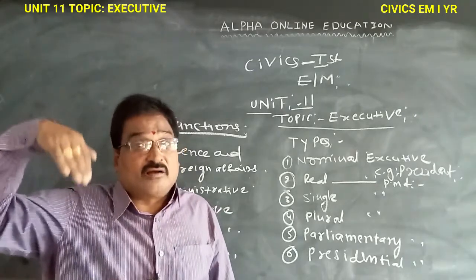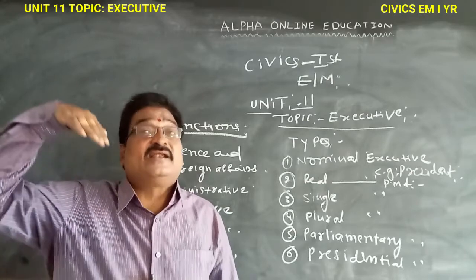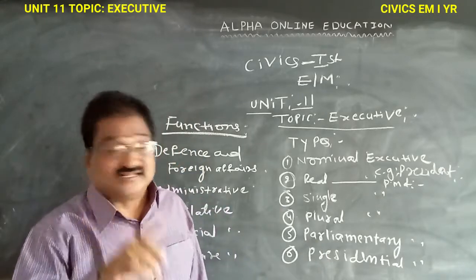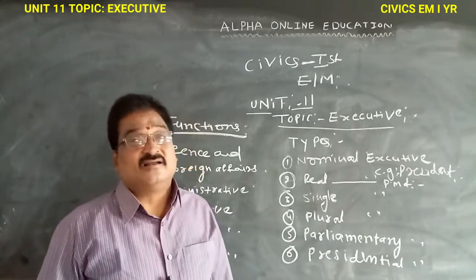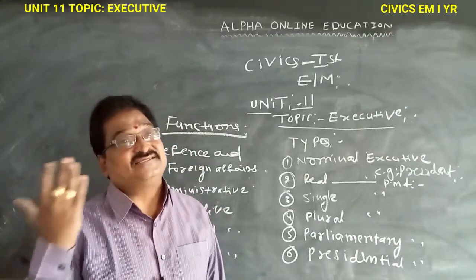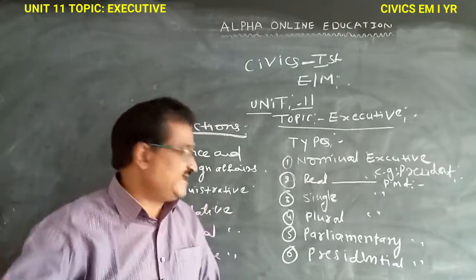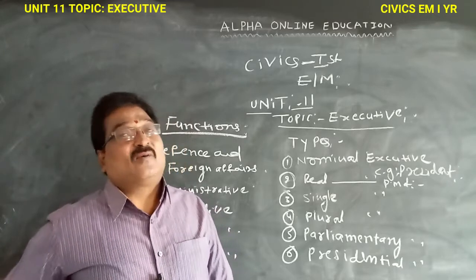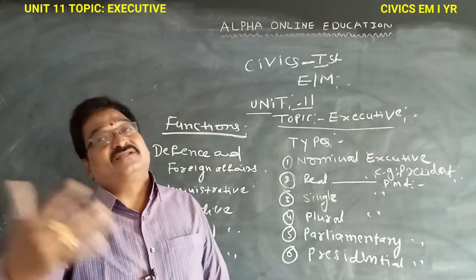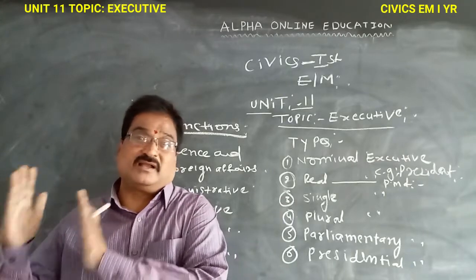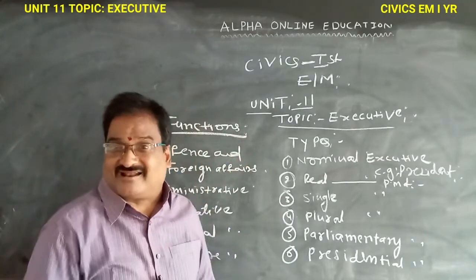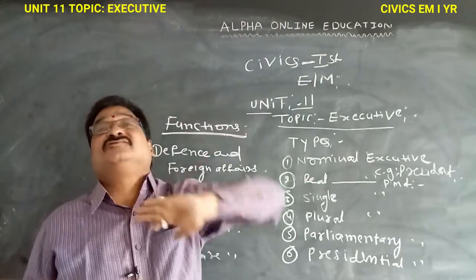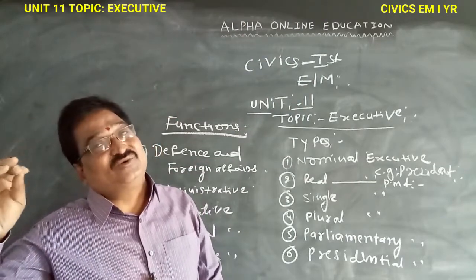The third organ, the judiciary, is independent. Don't get confused about this parliamentary executive, where the legislature depends on the executive and the executive depends on the legislature. But next, the presidential executive: here the department of legislature does not depend on the executive, and the department of executive does not depend on the legislature. The duty of the legislature is separate, the duty of the executive is separate, and the department of judiciary does its duty separately.